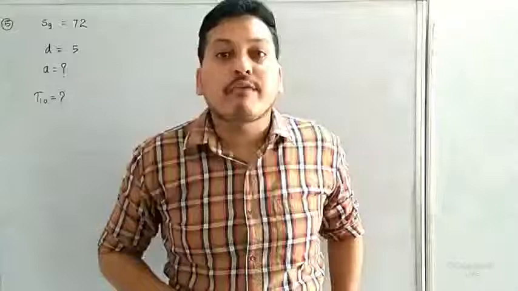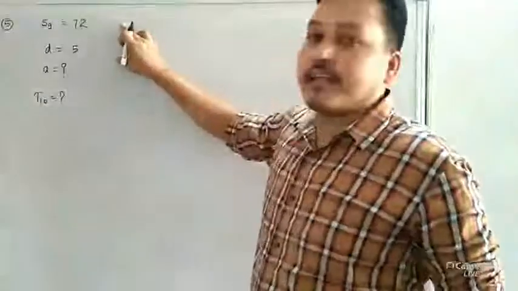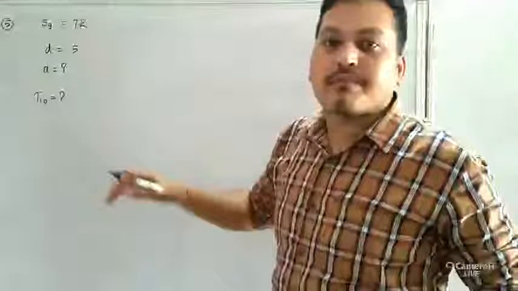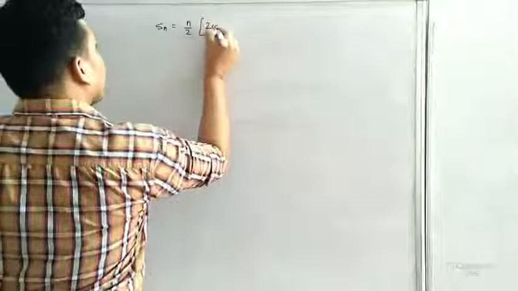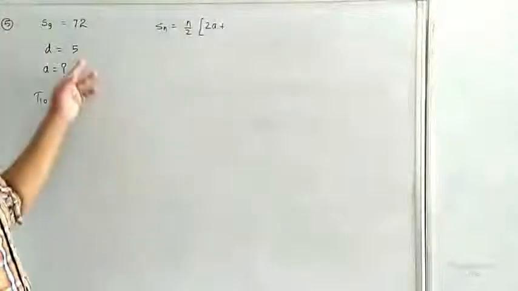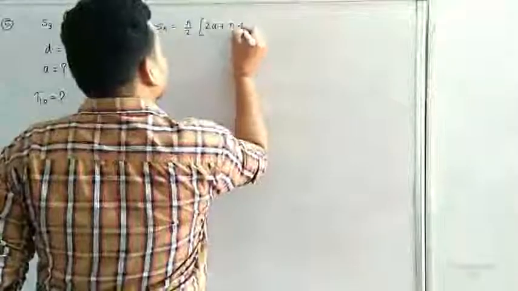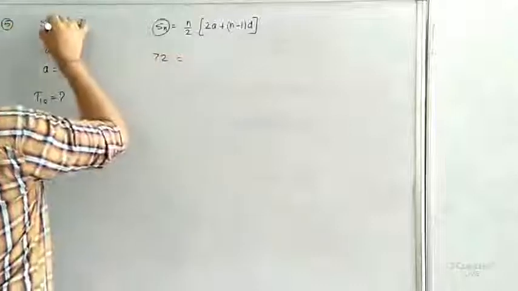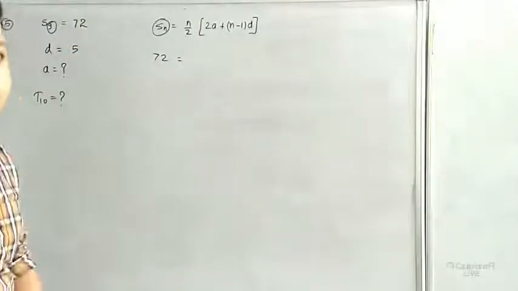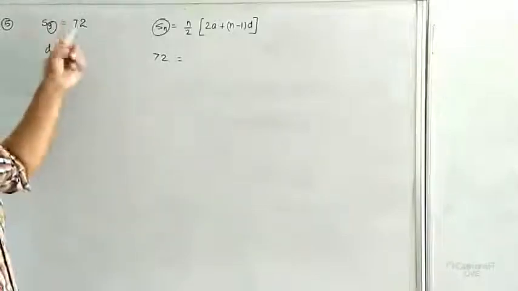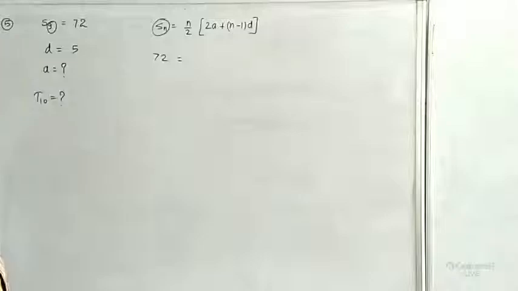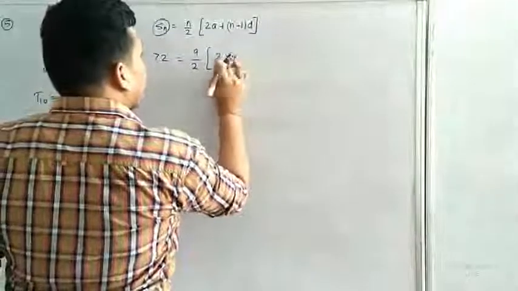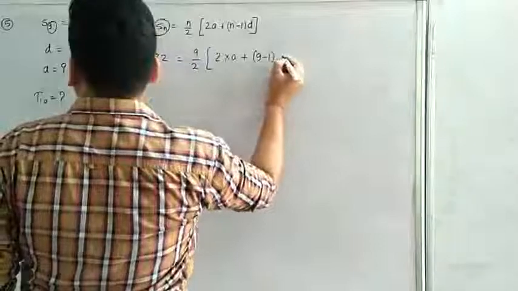Some questions are based on an equation. Equation means sometimes we have to make one equation. Second type is a and d. Then the value is n by 2, 2a plus. If L is not given, we will take 2a plus (n minus 1) into d. Okay, Sn. So Sn, what is the sum? 72. And how many terms are we taking here so that we will get the answer 72? Up to which term are we taking so that the sum is 72? How many terms have a sum of 72? Okay, 9 terms. So n is equal to 9 by 2, and 2 into a plus (9 minus 1) into d, where d is 5 here.